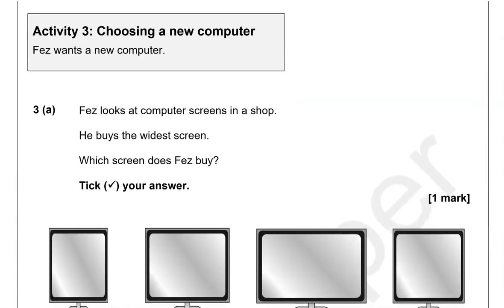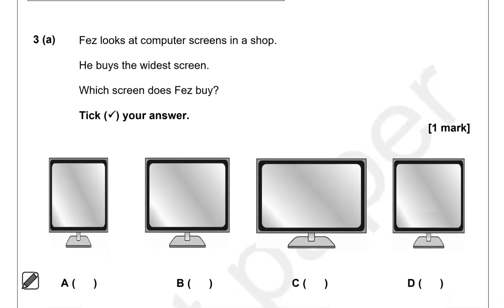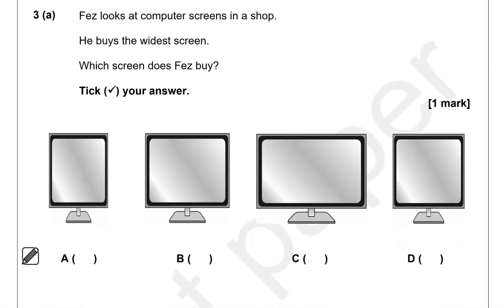Activity 3, choosing a new computer. Fez wants a new computer. Fez looks at computer screens in a shop. He buys the widest screen. Which screen does Fez buy? So the widest of them all is this one here. So that's option C. The rest of them are narrower than that.